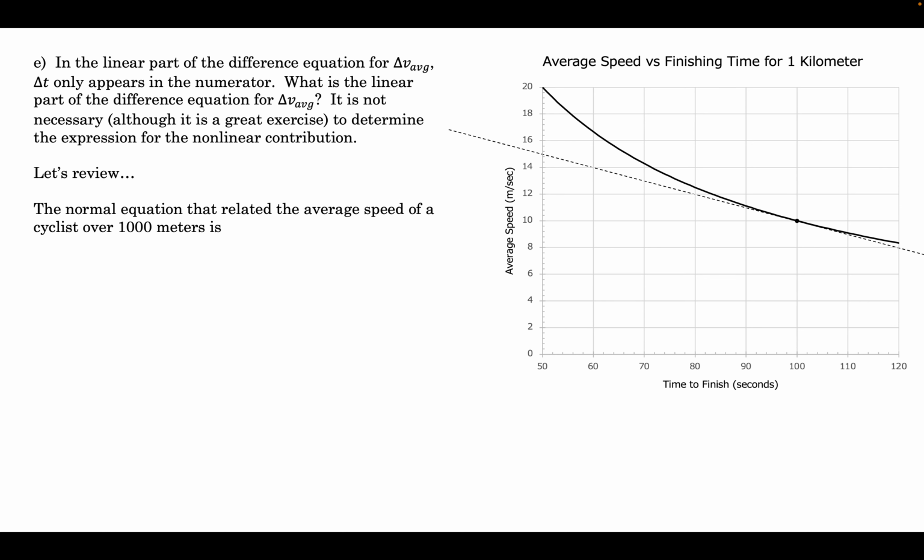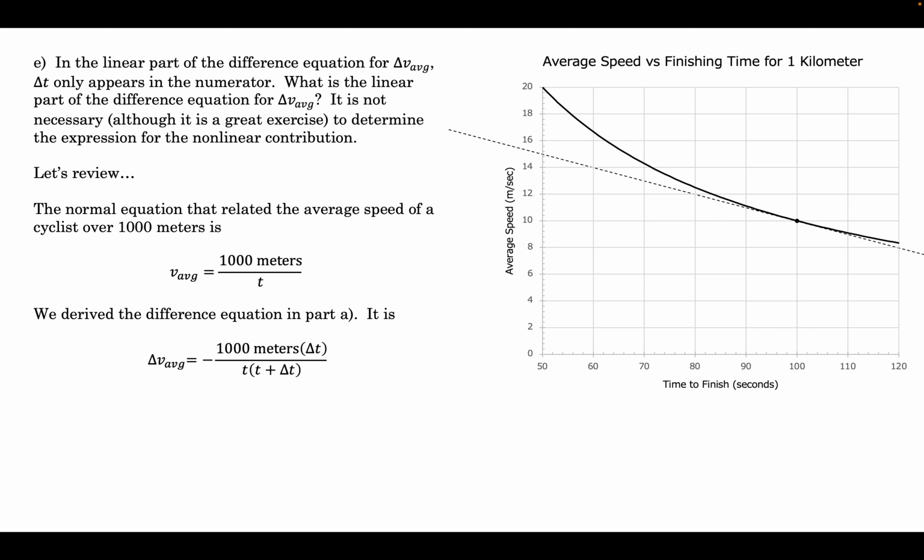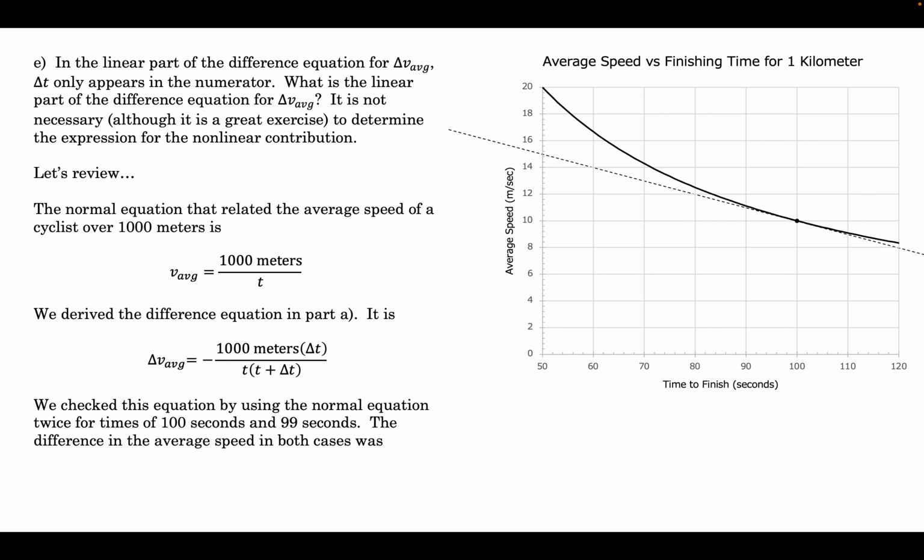We have a normal equation that relates the average speed over the whole race to the time to complete the race. That's the normal equation. There it is. Then we derive the difference equation that relates a change in the time to finish the race to a change in the average speed over the race. And here it is. We checked this by using the normal equation twice. We know it's right. When we did it, we got 0.10101 for delta V average both times.